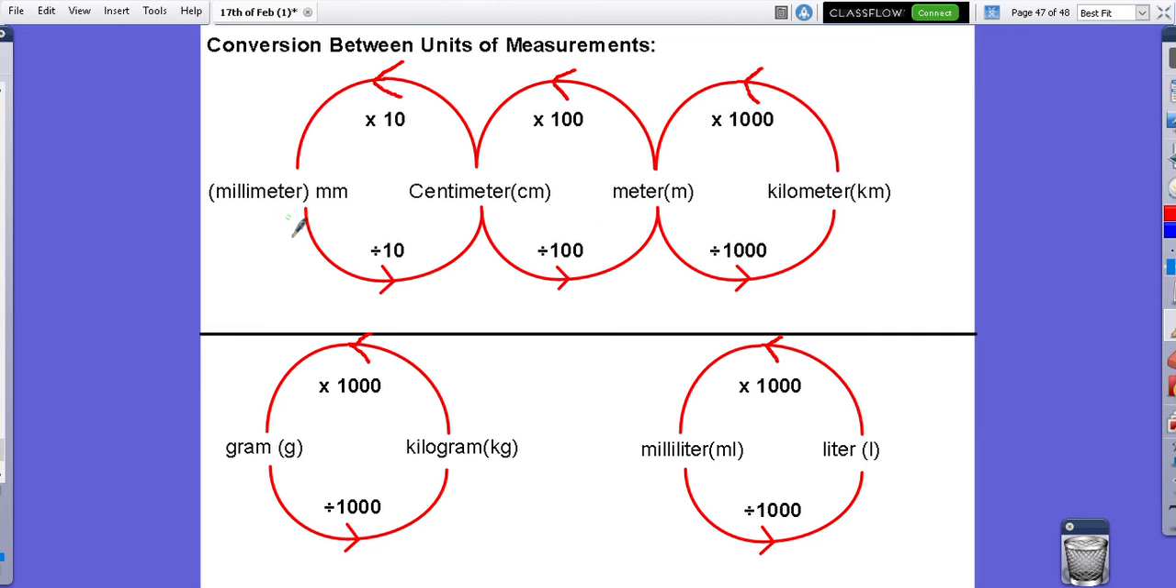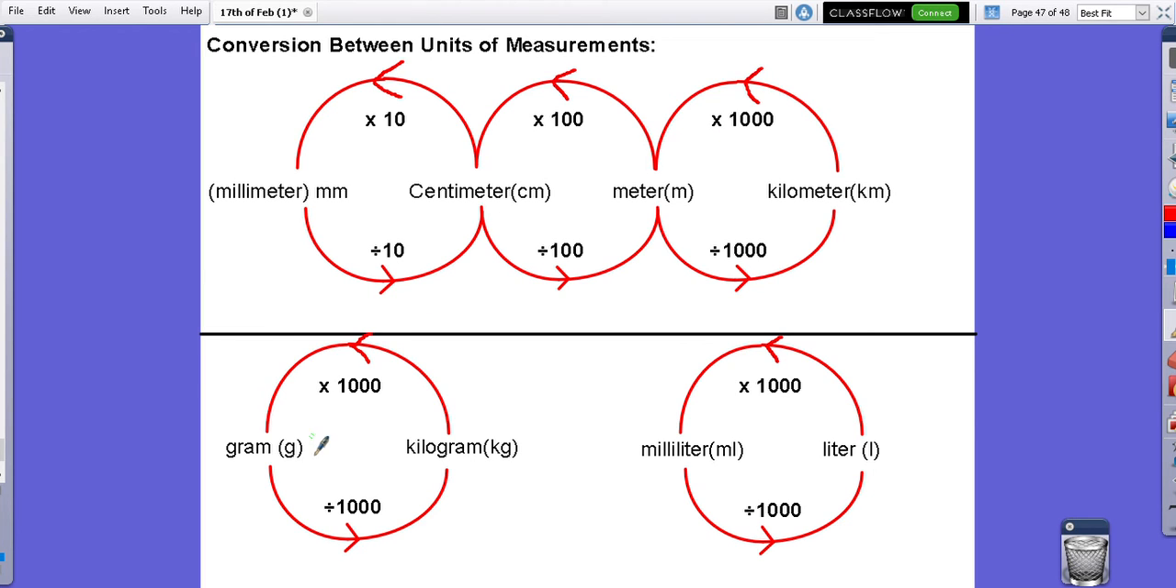If you're moving to the right, this is how we go from millimeter to centimeter, with the arrow going in the right direction. It's dividing by 10. Then here you divide by 100, and here you divide by 1000. If you want to go the opposite direction, no problem. We use the same numbers, but instead of division, it's going to be multiplication. So here it's multiplying by 10, multiplying by 100, multiplying by 1000.